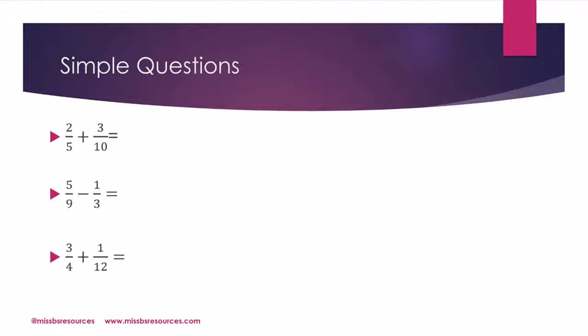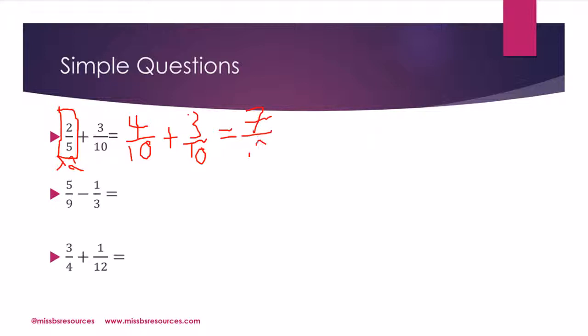The answers. You should have been able to see that both 5 and 10 are in the 10 times table. And 5 goes into 10 twice, so I need to multiply this first fraction by 2. So 2 times 2 is 4, and 5 times 2 is 10. Second fraction stays the same. 3/10 add on 4/10 gets you 7/10.